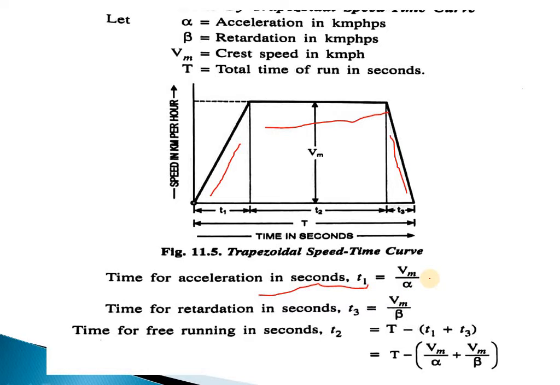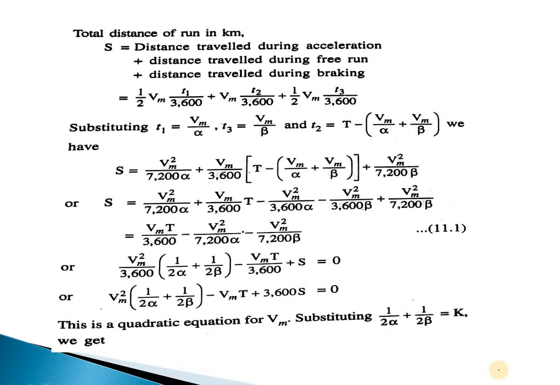Next, the time for retardation, that is T3, will be Vm by beta. So if we know T1 and T3, and the total time T is known to us, then we can calculate the free running time, that is T2. T2 will be T minus (T1 plus T3), and putting in the values we get T2 equals T minus (Vm by alpha plus Vm by beta).